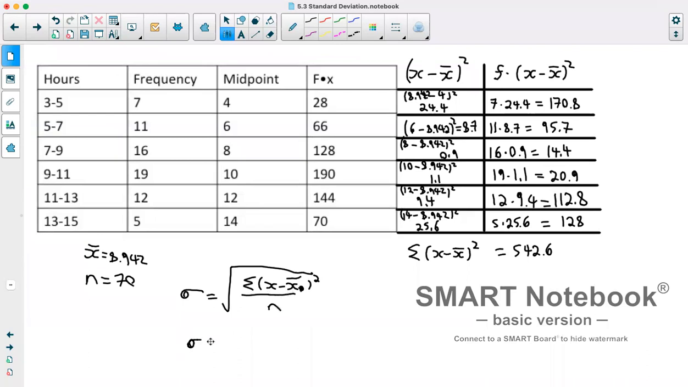We can substitute our values in. So we have equals the square root of 542.6 divided by our number that we had here, our n value of 70. We'll take the square root, and that gives us 2.78.